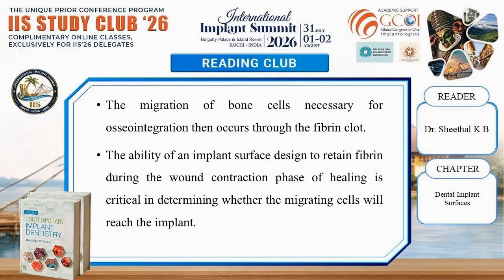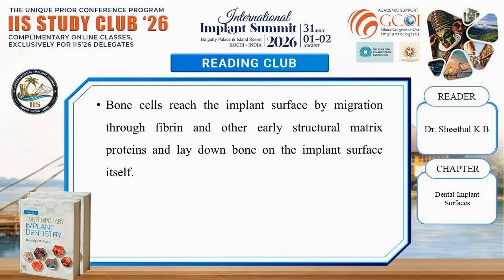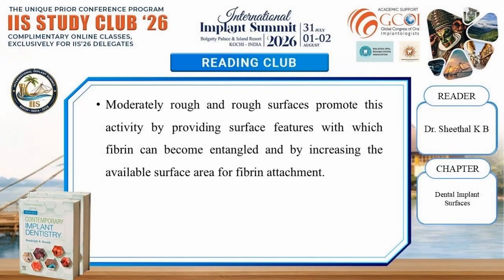The migration of bone cells necessary for osseointegration then occurs through the fibrin clot. The ability of an implant surface design to retain fibrin during the wound contraction phase of healing is critical in determining whether the migrating cells will reach the implant. Bone cells reach the implant surface by migration through fibrin and other early structural matrix proteins and lay down bone on the implant surface itself. Moderately rough and rough surfaces promote this activity by providing surface features with which fibrin can become entangled and by increasing the available surface area for fibrin attachment.